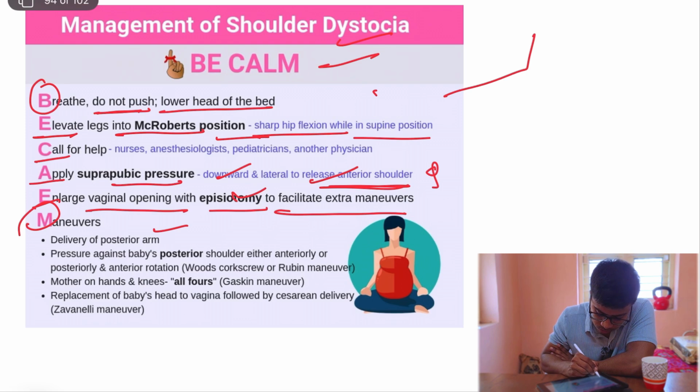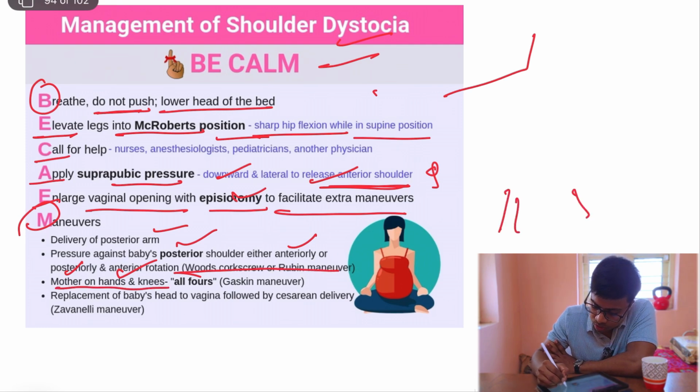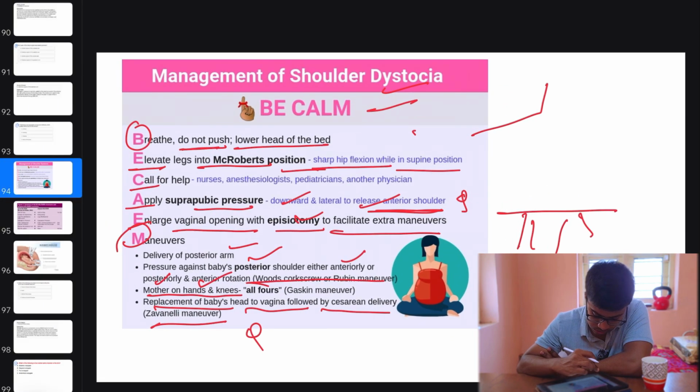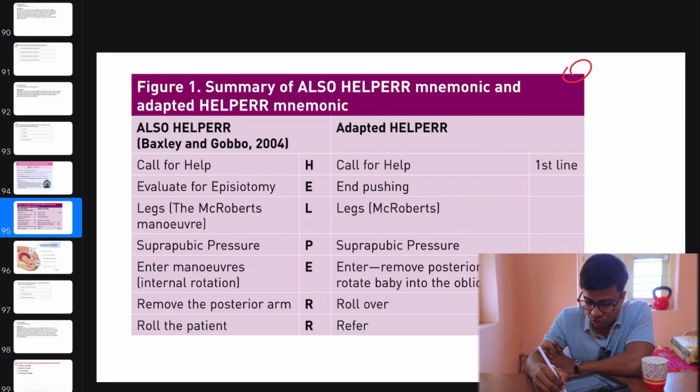Delivery of the posterior arm. Pressure against the baby's posterior shoulder, either anteriorly or posteriorly, and anterior rotation would be the corkscrew or Rubin maneuver. This is mother on hands and knees, that is all fours, like a chair. Replace the baby's head into the vagina followed by cesarean section. It's the Zavanelli maneuver. One more question, that is, now this chart you have to learn.